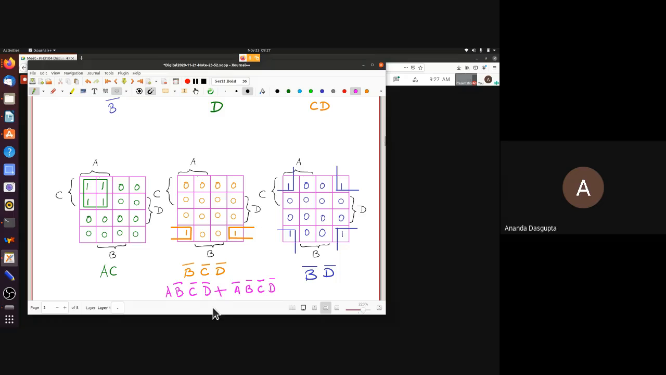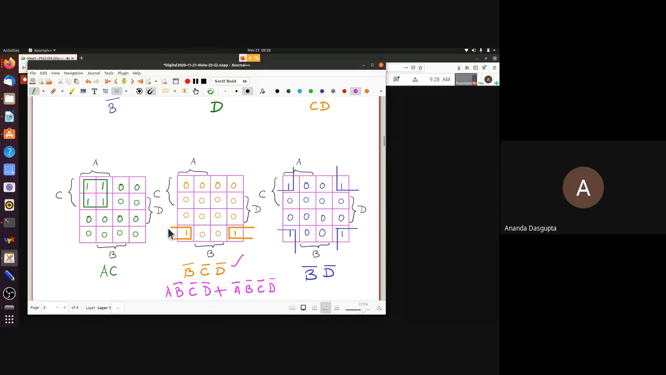And if you remember your Boolean algebra, this really is A plus A bar, and B bar, C bar, D bar. A or A bar is 1, or true. And 1 and B bar, C bar, D bar is B bar, C bar, D bar. That's the algebraic way of figuring out that this is B bar, C bar, D bar.